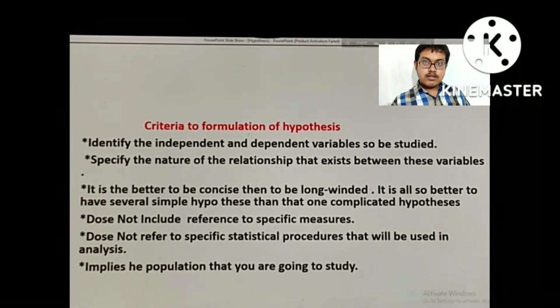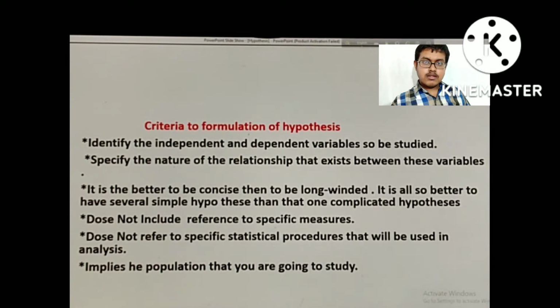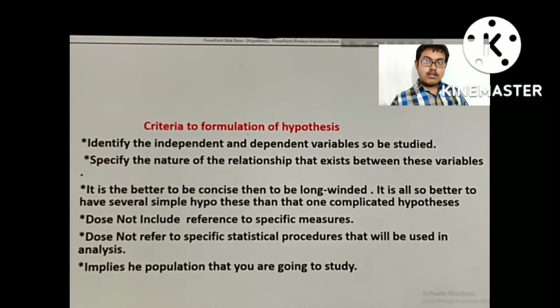It does not include reference to specific measures. It does not refer to specific statistical procedures that will be used in analysis. It implies the population that you are going to study.